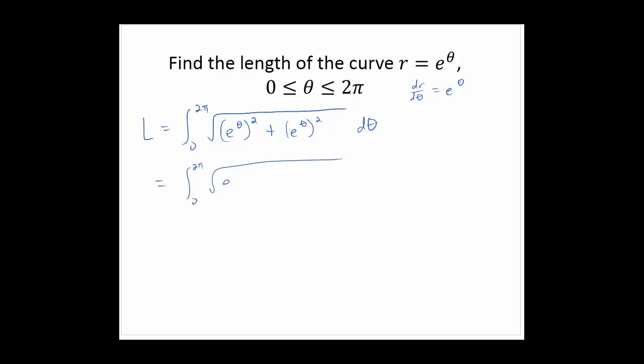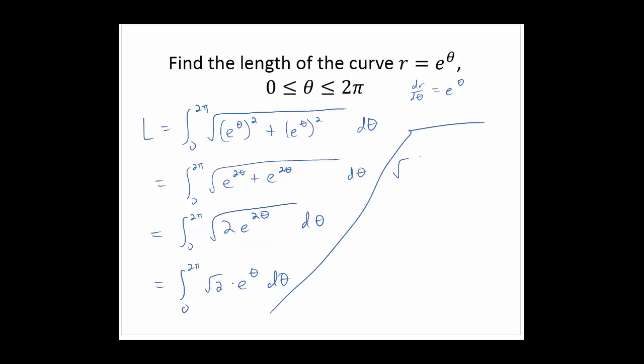So we're integrating from 0 to 2 pi. We'd have a square root of e to the 2 theta plus e to the 2 theta, d theta. And so we'd have the square root of 2e to the 2 theta. So that's the integral, d theta, 0 to 2 pi, square root of 2, and then the square root of e to the 2 theta would be e to the theta, d theta. We can bring the square root of 2 outside, and the antiderivative of e to the theta is e to the theta from 0 to 2 pi.